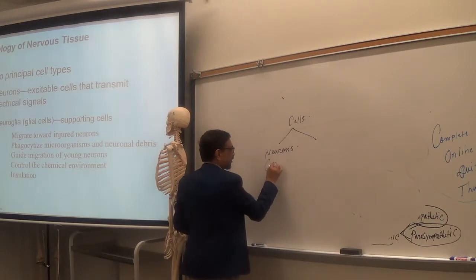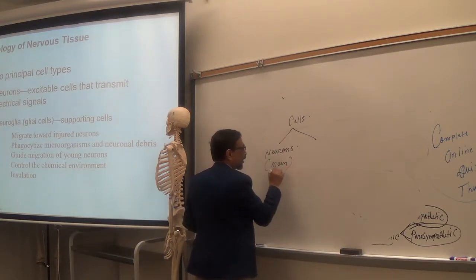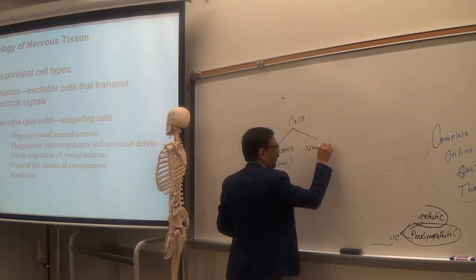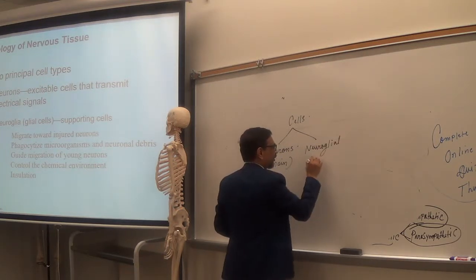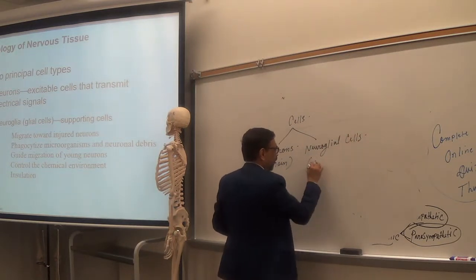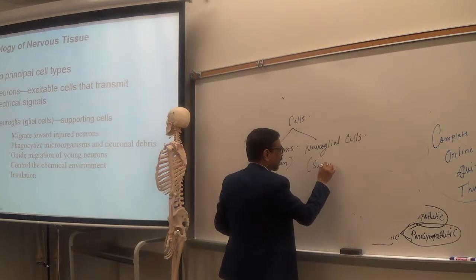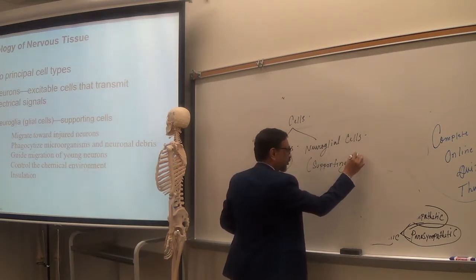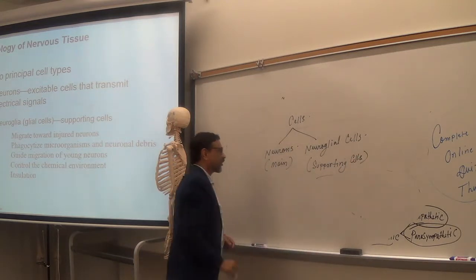Neurons are the main cells, and neuroglial cells are called supporting cells. Okay, so two types of cells.